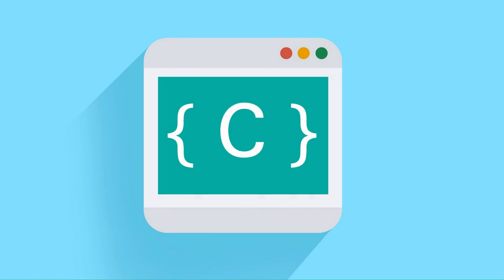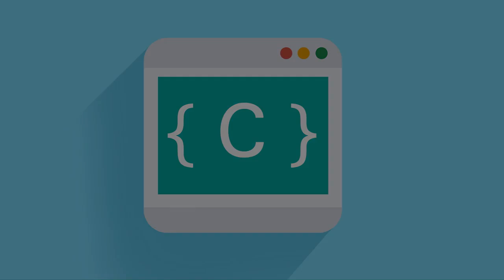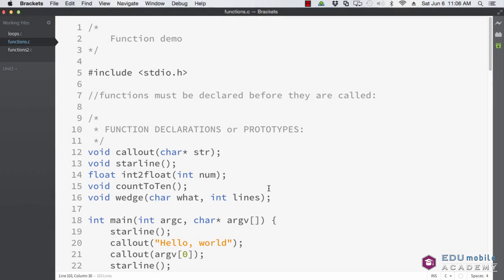Hi, welcome back. Now we're going to begin talking about functions. Functions in C are one of the two most important parts of the language. The two most important parts of the language in C are pointers and functions. So here we go. Very important stuff.